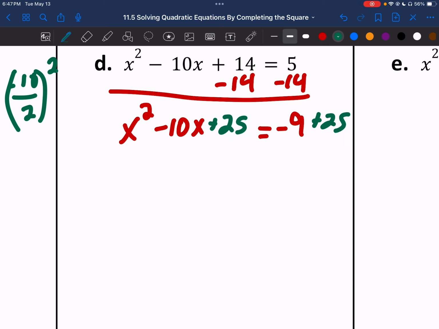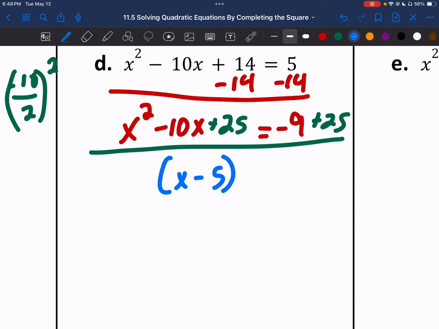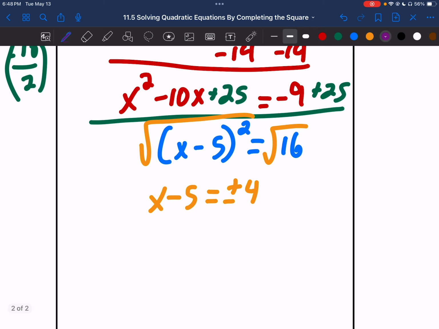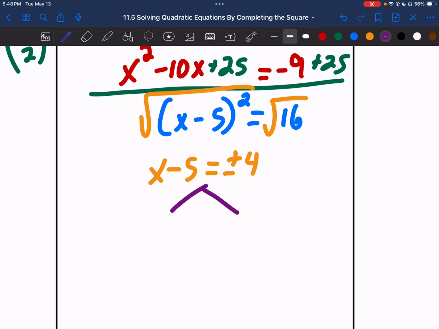Do that on both sides. And then we're going to factor right away. X minus 5 squared is equal to 25 plus negative 9, which is 16. Next step, square root both sides. X minus 5 equals plus or minus 4. Split it into 2 pieces. X minus 5 equals 4. X minus 5 equals negative 4.